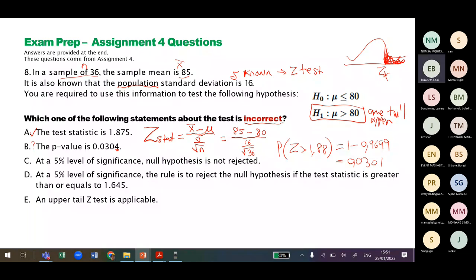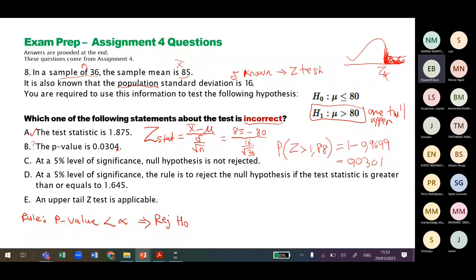So the next statement states that at a 5% level of significance, the null hypothesis is rejected. So we can either use the p-value and the level of significance. So what does the rule say? The rule says if the p-value is less than alpha, we reject the null hypothesis. So let's look at this.